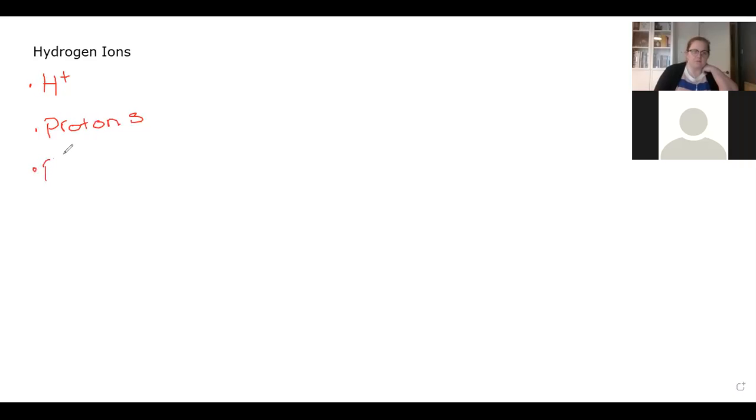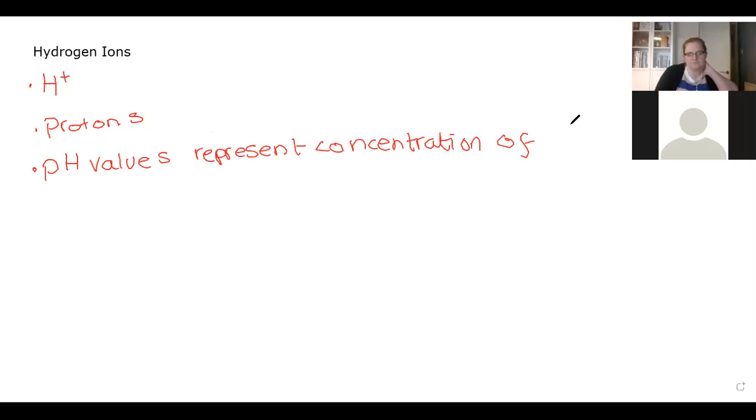pH values, so hydrogen ions and pH values have a really close relationship. pH values actually represent the concentration of hydrogen ions in a solution. Now, what's also really clever is our mitochondria.